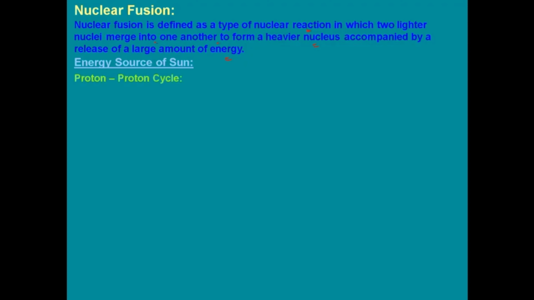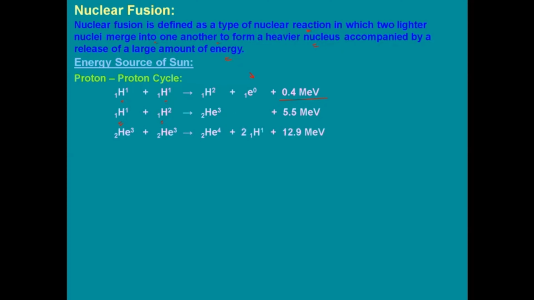There is something called the proton-proton cycle in the sun. In that case, what happens? Hydrogen 1H1 will merge with another 1H1 and become 1H2, and an electron will come out, which gives some energy. Then again hydrogen will merge with 1H2 and make helium and a lot of energy. This will make another isotope of helium and 2 hydrogens and release a lot of energy. This type of cycle we call a proton cycle since it starts with the proton, and it continuously happens inside the sun and releases a huge amount of energy.